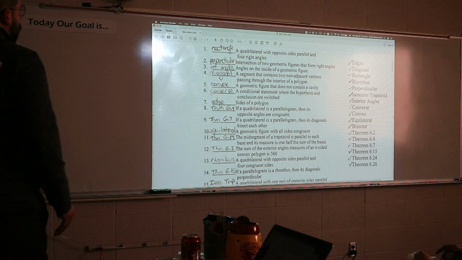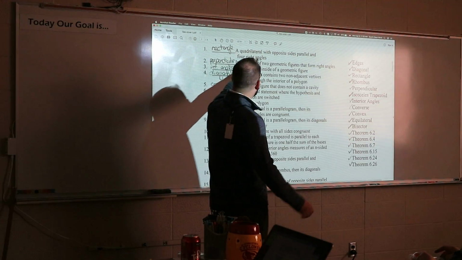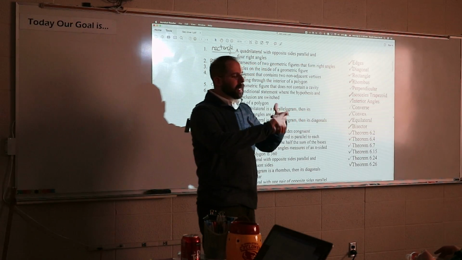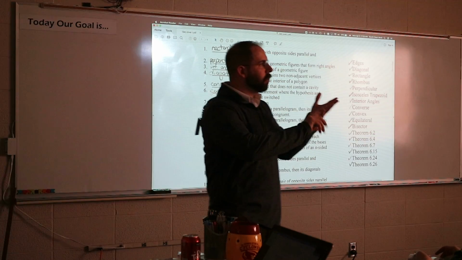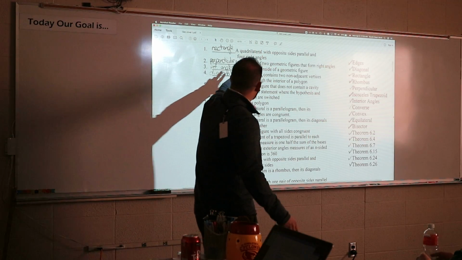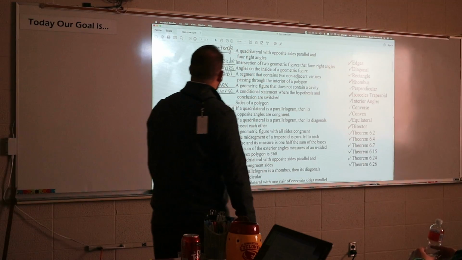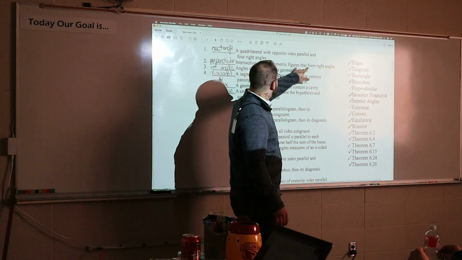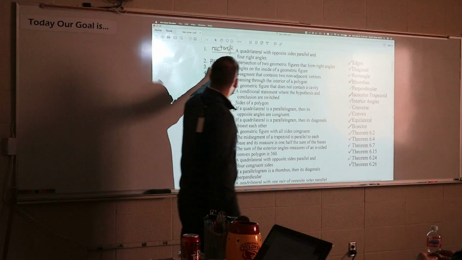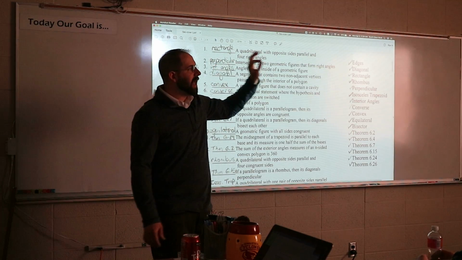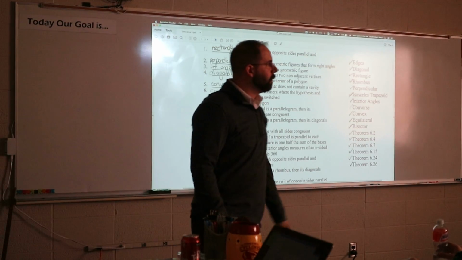All right, first one, a quad. So it's got to be a four-sided figure, has opposite sides parallel, so it can either be a parallelogram, rectangle, rhombus, or square. And it has four right angles, that's automatically a rectangle. That's the one shape that has that definition. Intersection of two geometric objects that form right angles, that's the word perpendicular. That definition has been on every single chapter test we've had up till now.